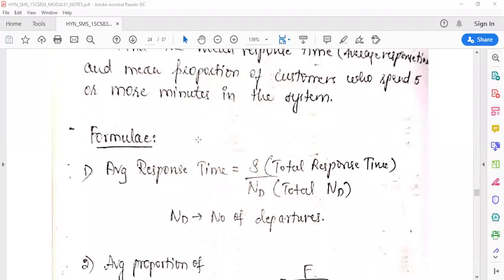First, let us see the different formulas used to find the average response time. The average response time formula is given by S divided by ND, where S is the total response time and ND is the number of departures.